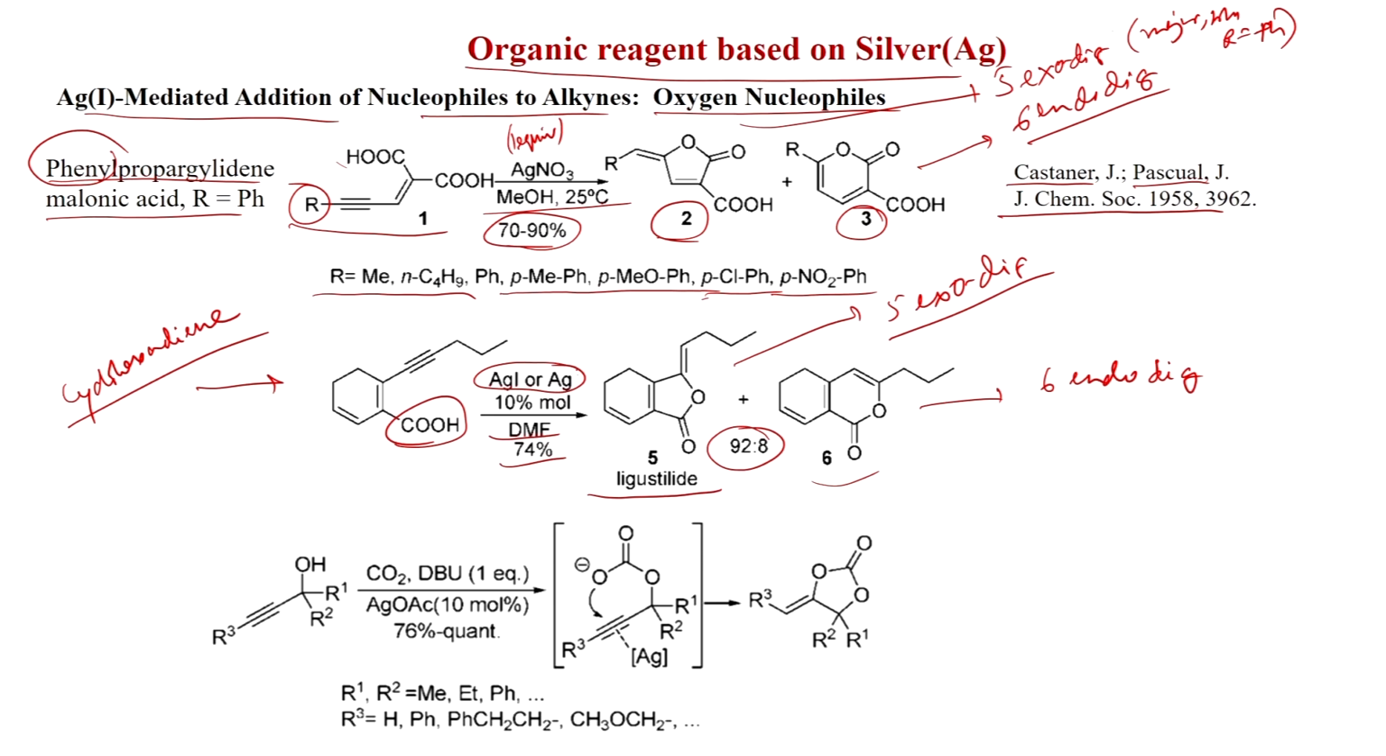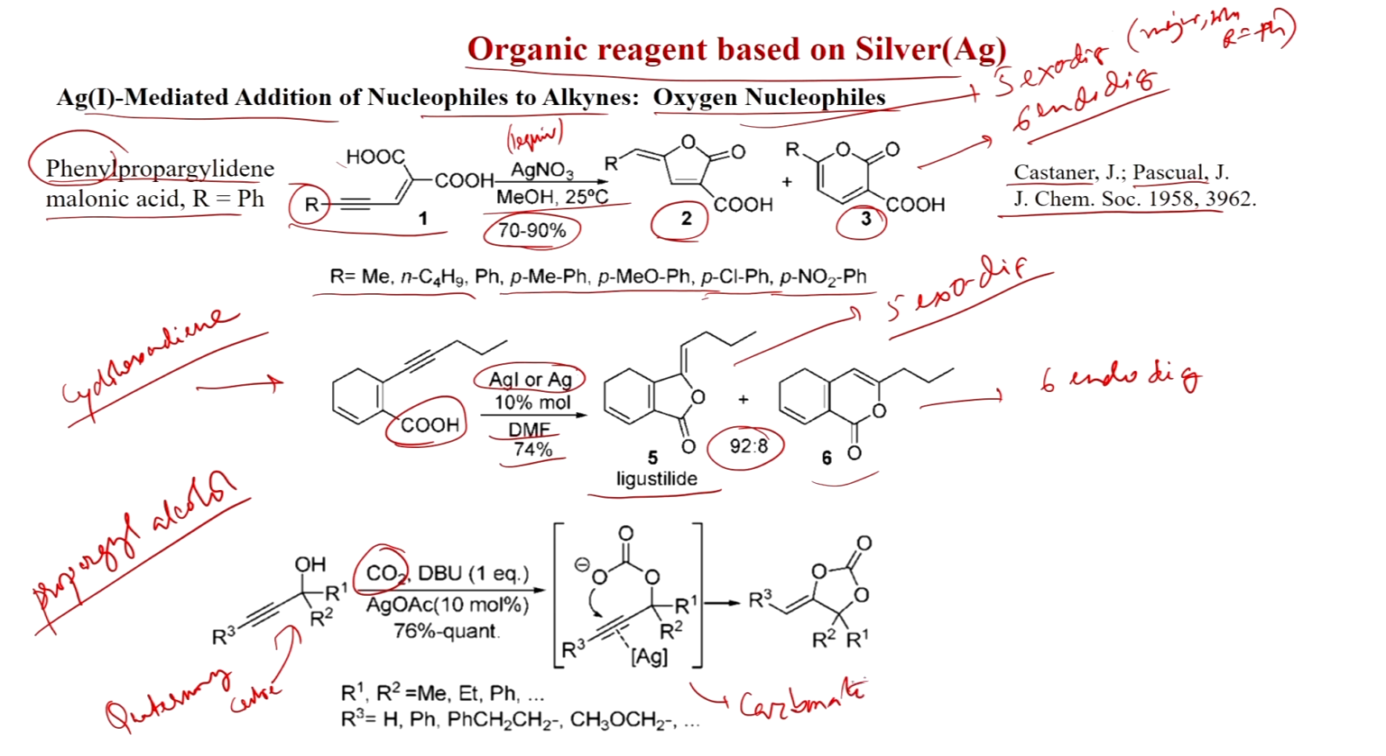Now, if you treat this propargylic alcohol, and this is a quaternary center, so first you have to generate a carbonate with CO2 and DBU, 1 equivalent. You generate this carbonate, and after that you treat with silver acetate at 10 mole %, and then the activation of the alkyne by silver will happen and the desired cyclization will happen. So, this is also 5-exo-dig, then you get these cyclic carbonates.